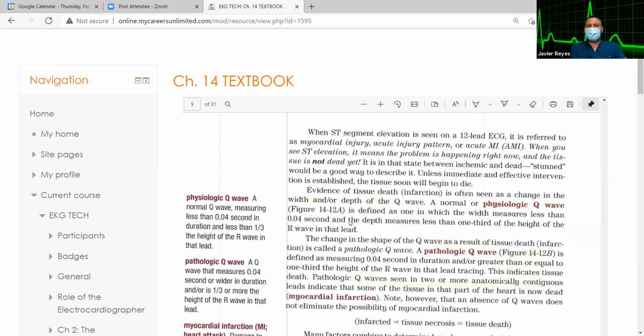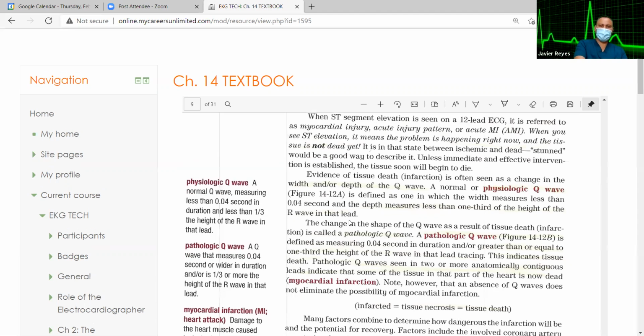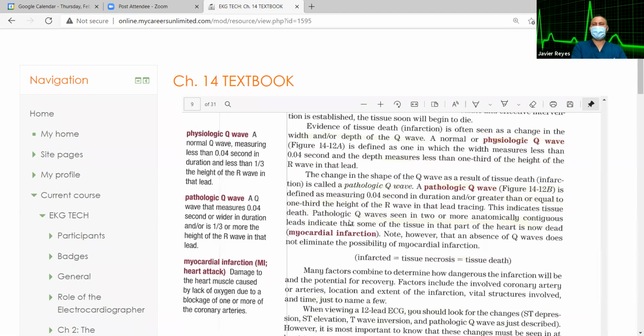A physiologic Q wave, meaning a normal Q wave, should be less than 1/3 of the height of the R wave. I said 50%, it's 1/3, just 30%. A pathologic or bad Q wave is one that is 1/3 or more of the height of the R wave.